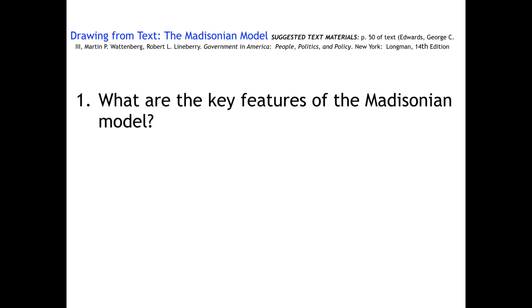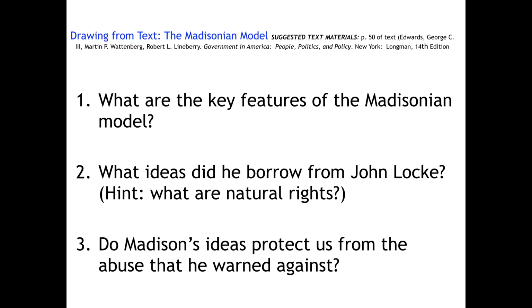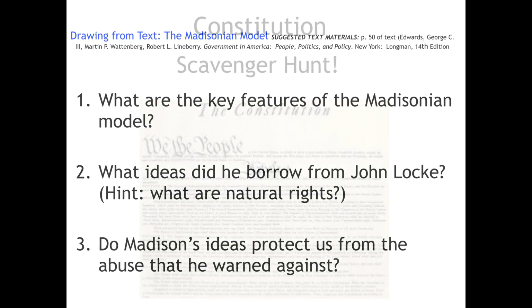What you should do again is list in your notes what are the key features of the Madisonian model. What ideas did he borrow from John Locke? And that way you have to review, again, natural rights. And the question is, do Madison's ideas protect us from the abuse that he warned against? Well, 230 years later, we don't have a king, we haven't had a dictator. Demagogues have not found a way to the Oval Office, so maybe it has worked.